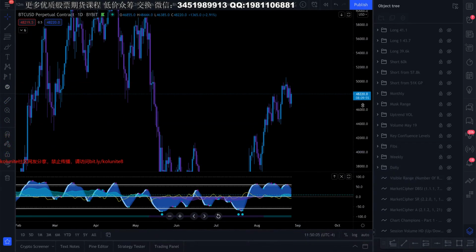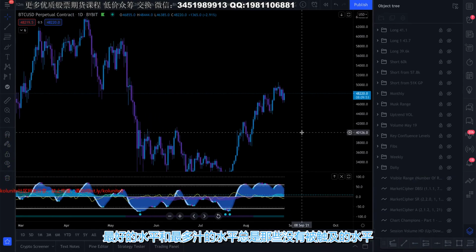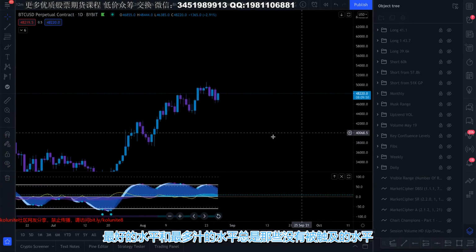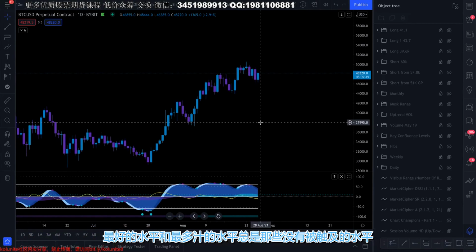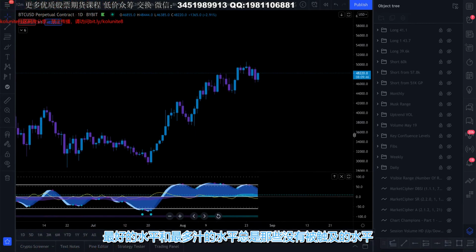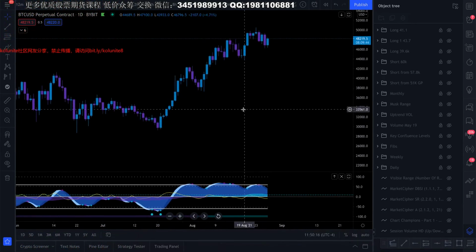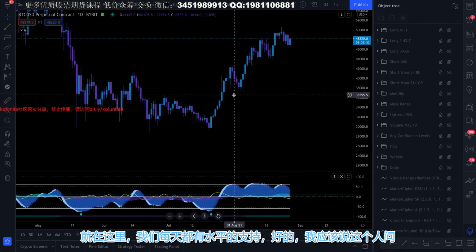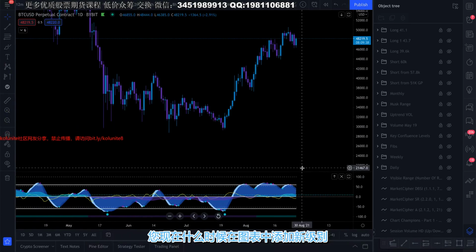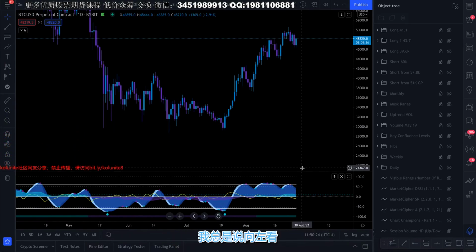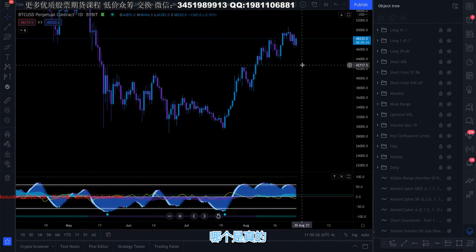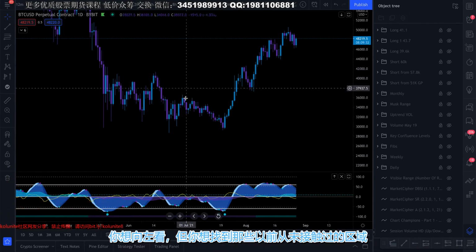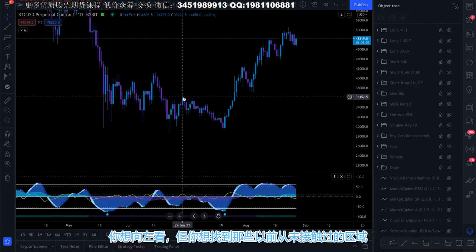Well, here's why, guys. The best levels and the juiciest levels are always going to be those that have been untouched. Untouched. So what I mean by that is this. Right here we have a daily level of support. Okay, and I should say this too. People ask, when do you add a new level to your chart? Now, I always say to look to the left, which is true. You want to look to the left, but you want to find those areas that have never been touched before.